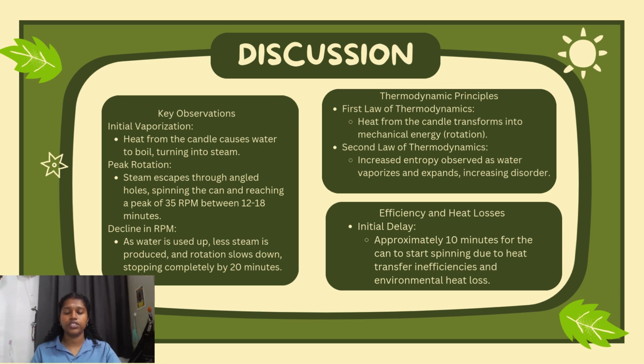Potential inefficiencies and losses. Heat losses to the surroundings via convection and radiation reduce heating efficiency. Low thermal conductivity of aluminum and lack of insulation inhibit the heat transfer rate. Friction between the string of support and resistance from air impede rotation. Non-ideal steam flow through the angled holes leads to inefficient thrust generation.